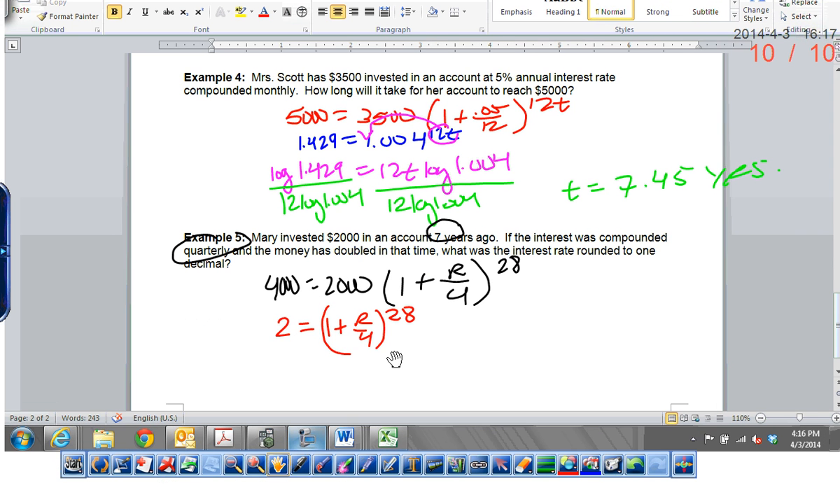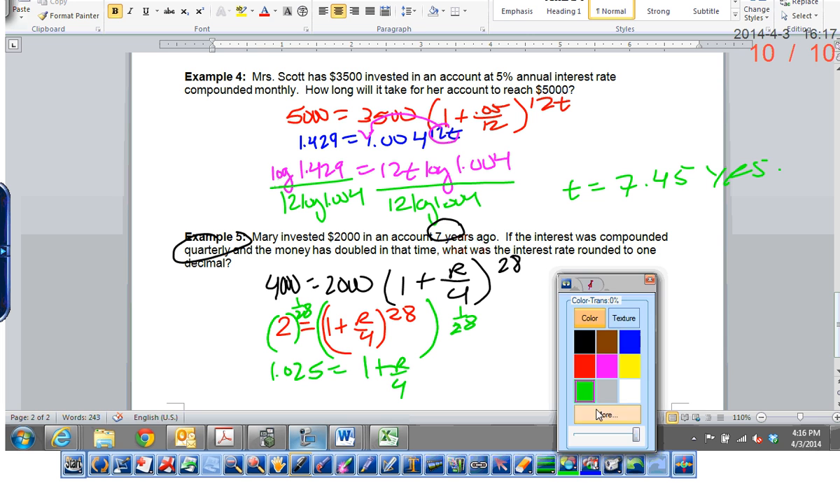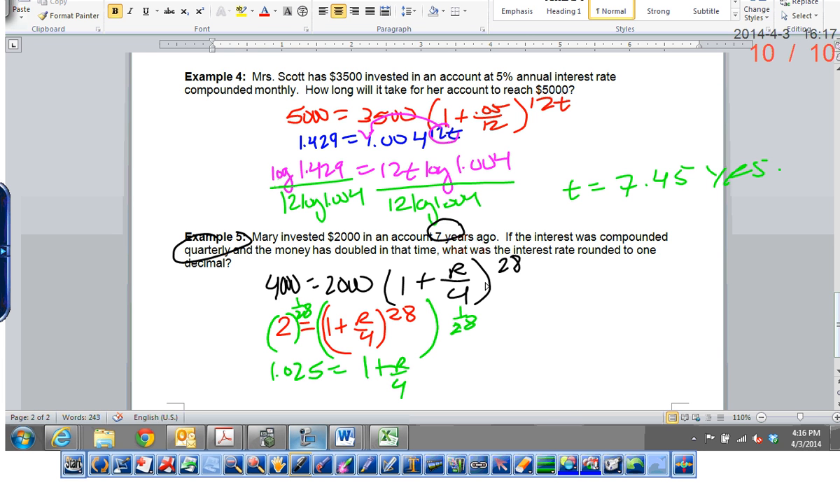And how am I going to get the 28th power to go away? Well, if we take each side to the 1 over 28 power. When we do that, you get 1.025-ish, and you get 1 plus r over 4. From there, we're going to subtract 1 to solve for r. So we subtract 1, I get 0.025 equals r over 4, multiply both sides by 4, and r is 0.1, or 10%.